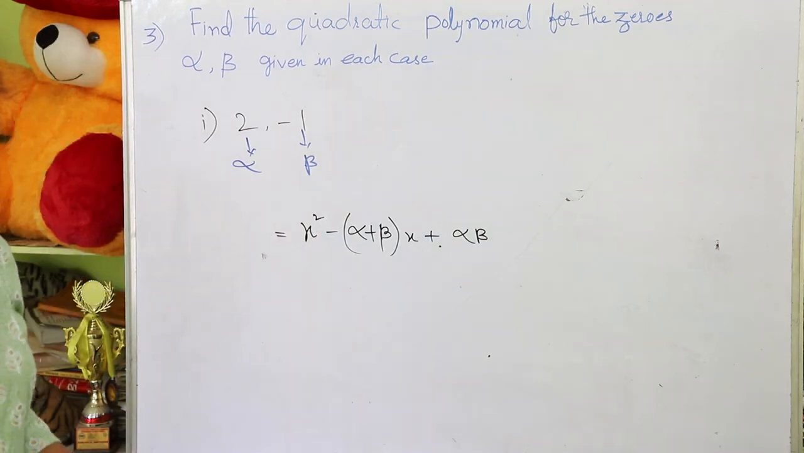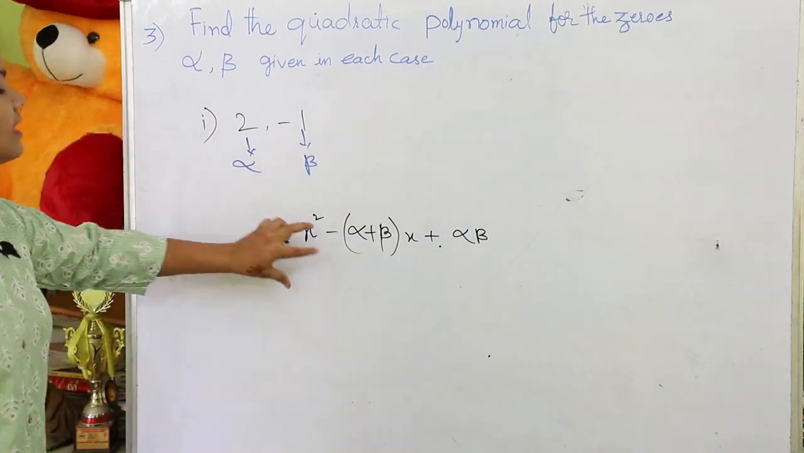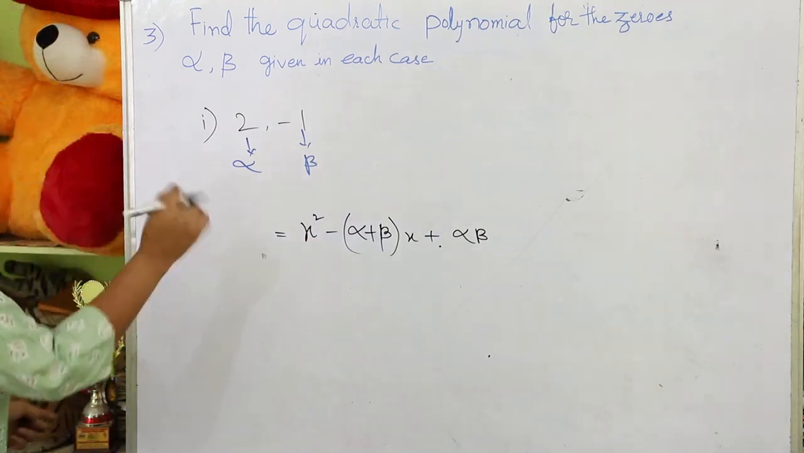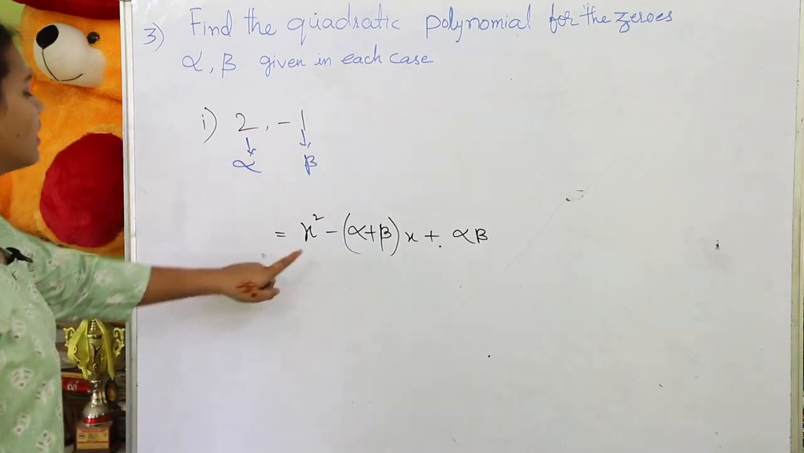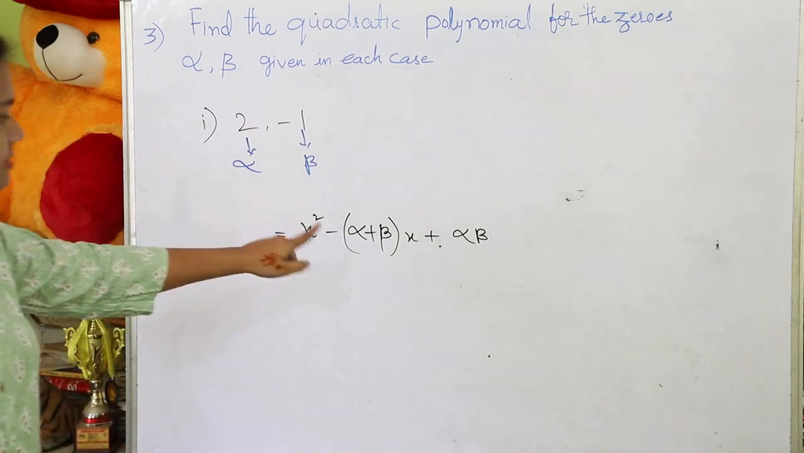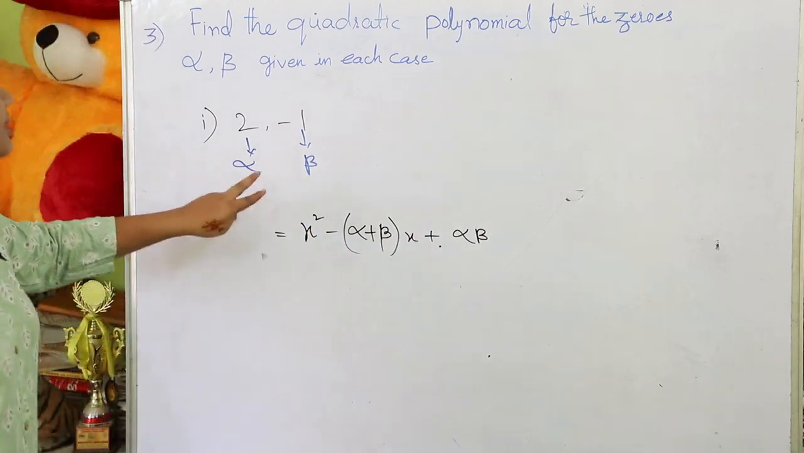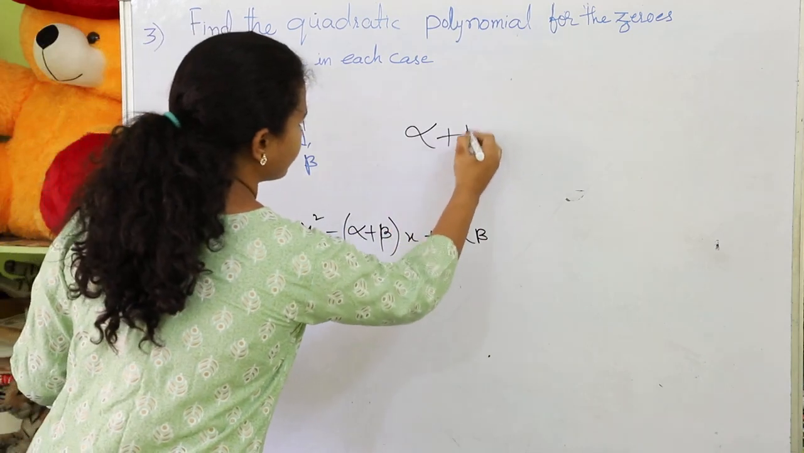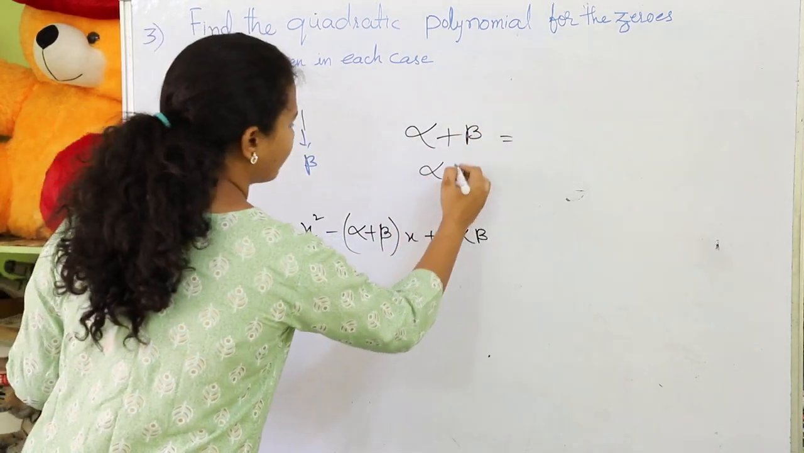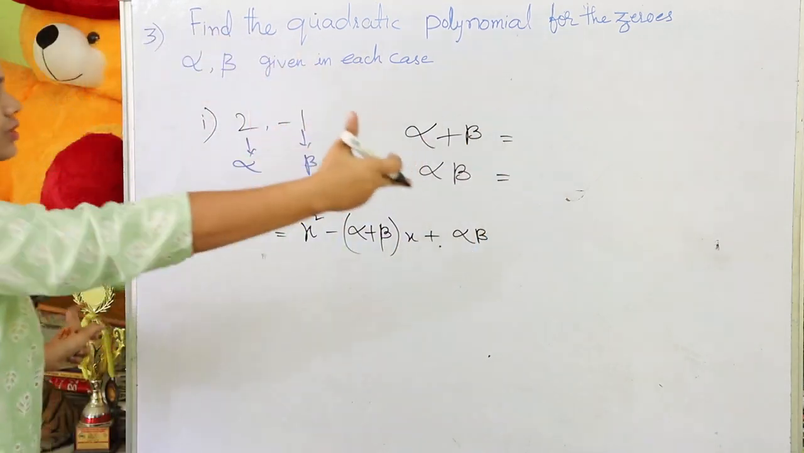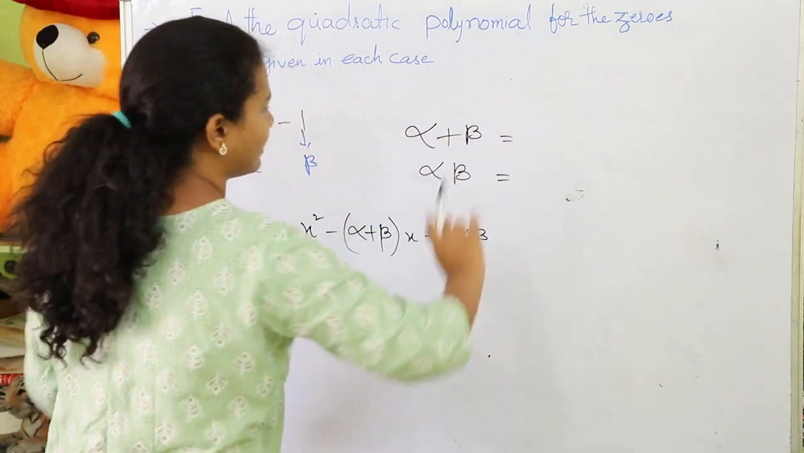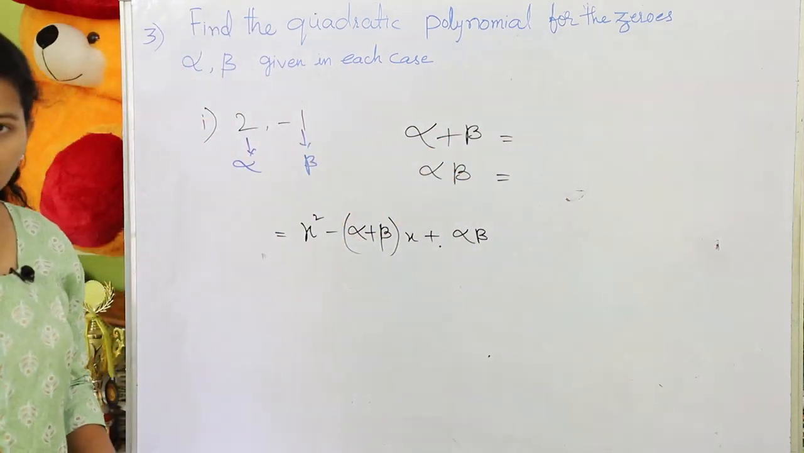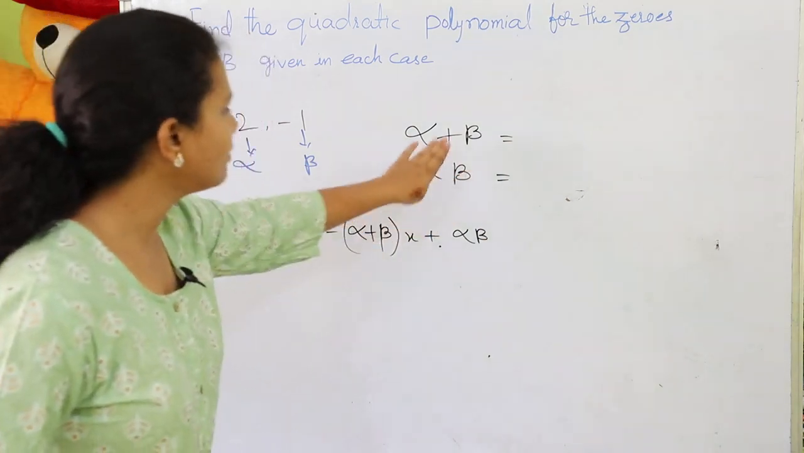This type of question might come in your exams, so definitely remember this formula. By remembering it, you might get 5 marks at least. Now we have x square minus (alpha plus beta) x plus alpha into beta. To form the equation, firstly we must find the alpha plus beta value and the alpha into beta value. In the previous questions they gave alpha plus beta and alpha into beta, and we directly substituted those values into the formula.